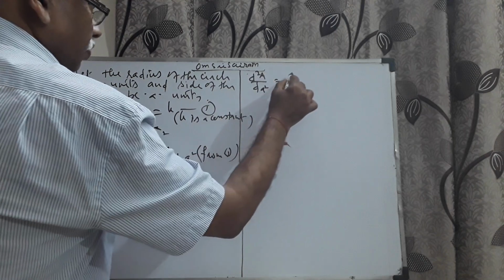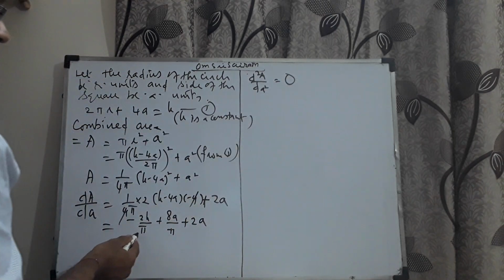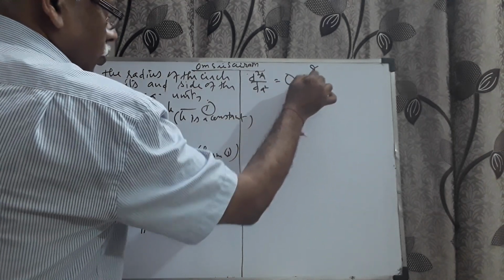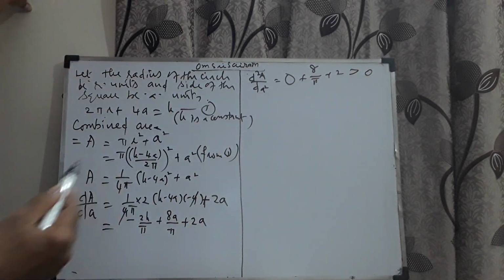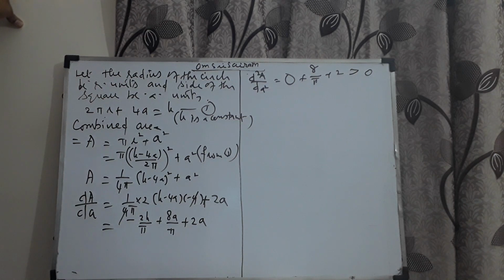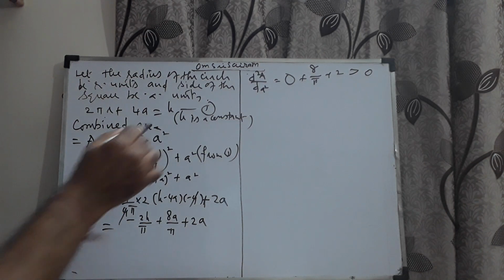Second derivative d square A by da square: the constant term is 0, and it is reduced to 8 by pi plus 2. There is no a involved, and both the quantities are positive. It's always positive for any value of small a.